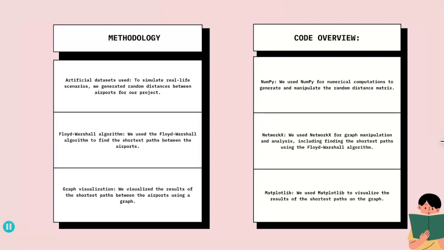For our code overview, we use 3 different Python libraries, which are NumPy for our numerical computations to generate and manipulate the random distance matrix. We use NetworkX for graph manipulation and analysis, finding the shortest path using the Floyd-Warshall algorithm. We also utilize Matplotlib to visualize the data and the shortest path on the graph. Moving on to our Floyd-Warshall algorithm.